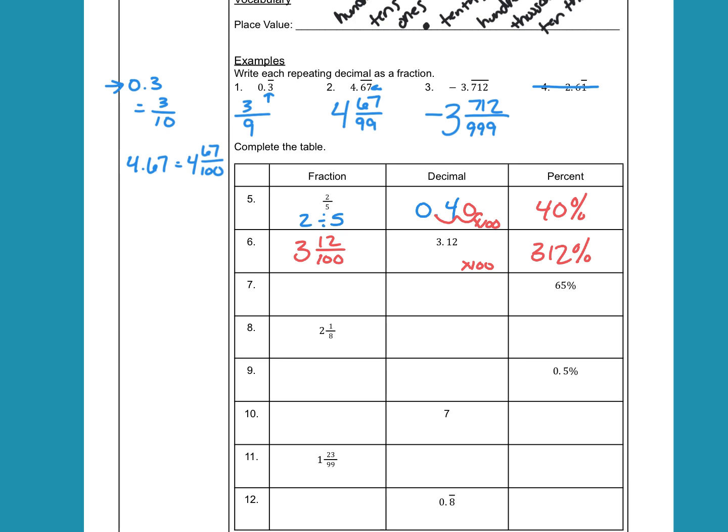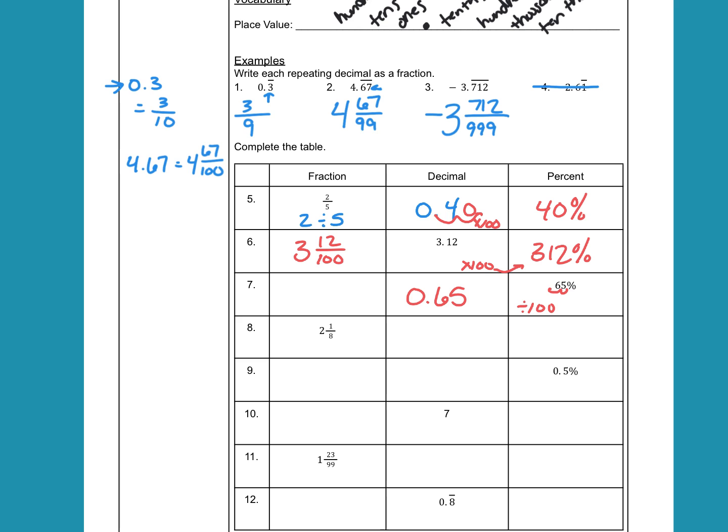Row 7, this time we already have a percent. To get a percent, we multiply by 100. So to undo that and get rid of the percent, we're going to divide by 100. Or, again, in the past, you may have been shown that we can just move the decimal the other direction 2 places. Either way works. 65 divided by 100, or move the decimal point 2 places, you get 0.65.